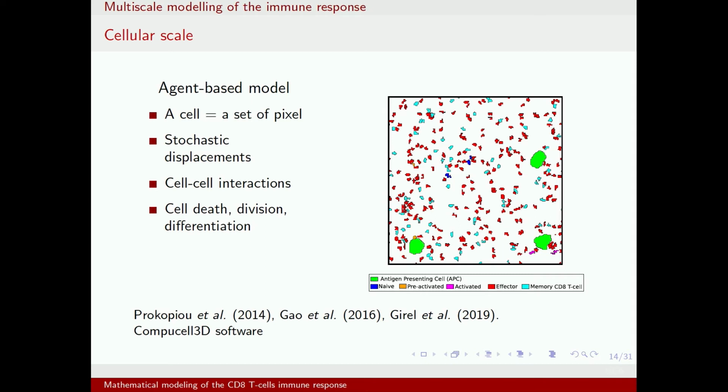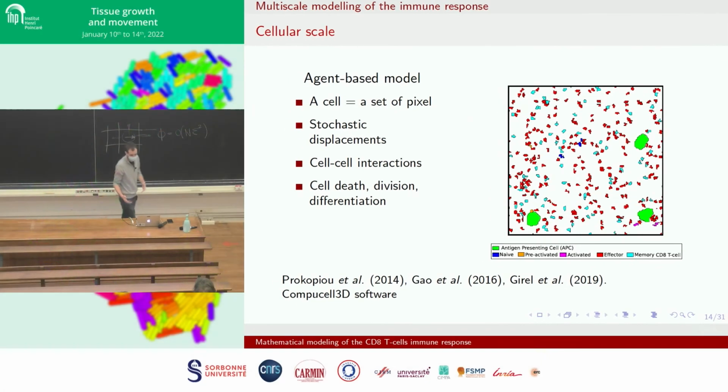Those cells, one cell is defined as a connected set of pixels on a two-dimensional domain, and those cells evolve according to stochastic movement laws. They can interact together. There are quite a lot of rules, so I will be quick. And depending on what is happening on the second scale, the molecular scale, those cells will divide or differentiate or die.